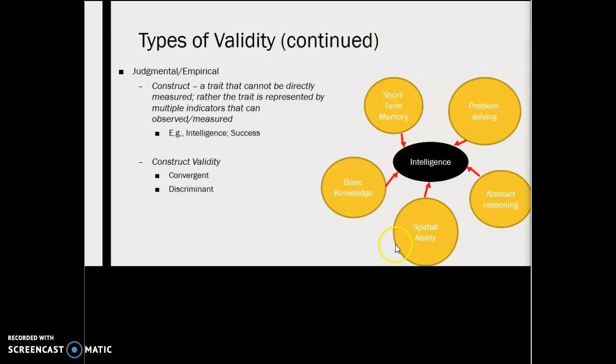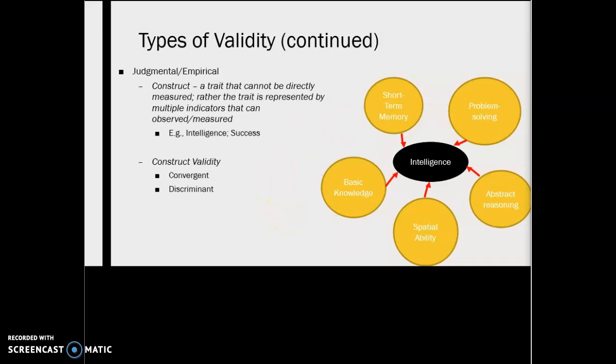I'll give you an example here for intelligence. It's made up of more than this, but short-term memory, basic knowledge, spatial ability, abstract reasoning ability, and problem solving. Each of these things can be measured directly, and then they're used to estimate the individual's overall intelligence. So intelligence itself would be a construct, and the indicators of the construct would be each one of these individual traits that can be directly observed or measured.